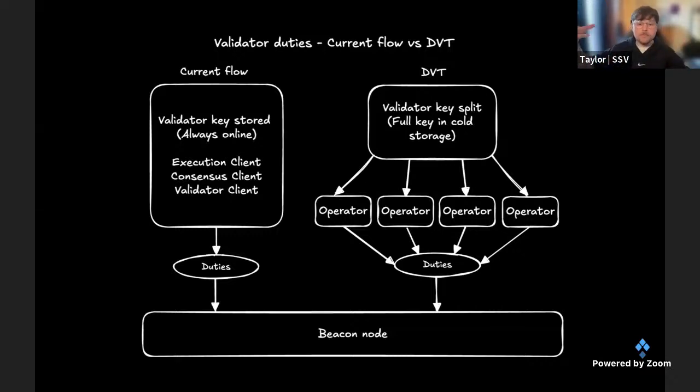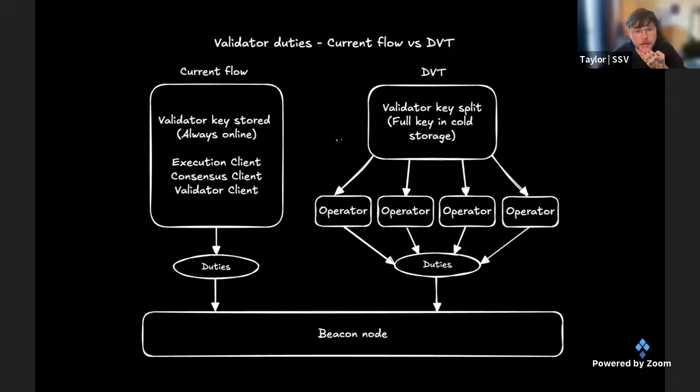This means that these operators can be spread out geographically anywhere in the world, which means there's a lot of fault tolerance added, because if the power goes out in one country or something like this, the other 3 can still operate fine. Because the way this is designed, only 3 out of the 4 have to be online to sign the transactions for the duty. It means there's a lot of fault tolerance added here.